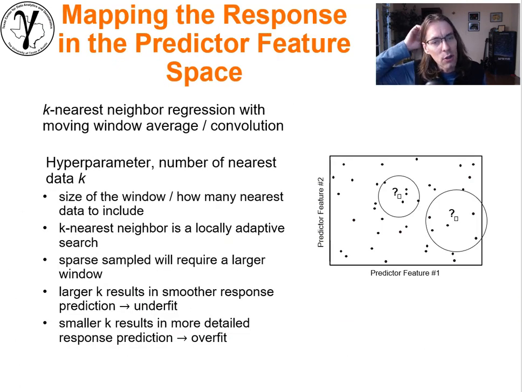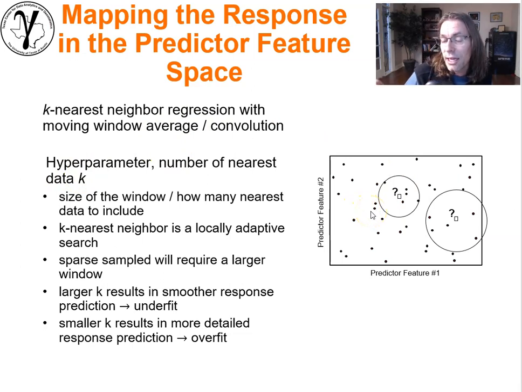Okay, so what are we going to do with k nearest neighbors? We put all the pieces together. We've discussed standardization and normalization now, so we should be ready to just go ahead and do it. We're going to get a nearest neighbor regression with a moving window average or convolution. Our hyperparameter is going to be k nearest neighbors. Kind of spoiler alert, eh? We said k nearest neighbors at the beginning, but that's the idea. The hyperparameter is k.